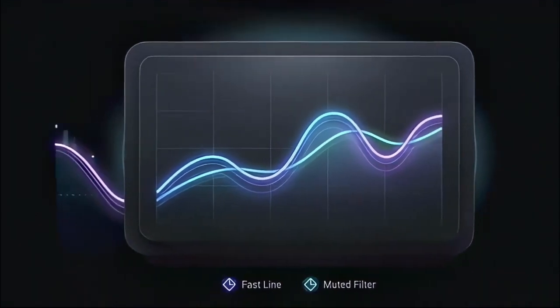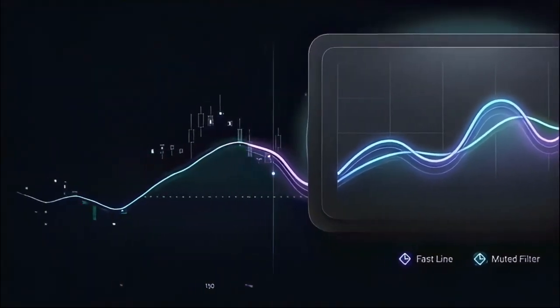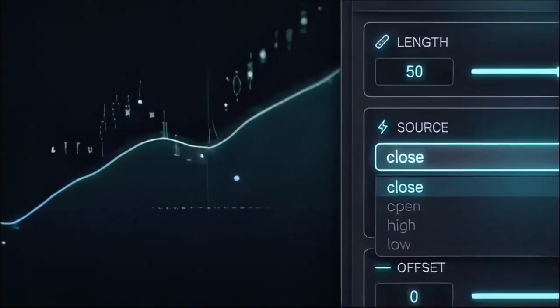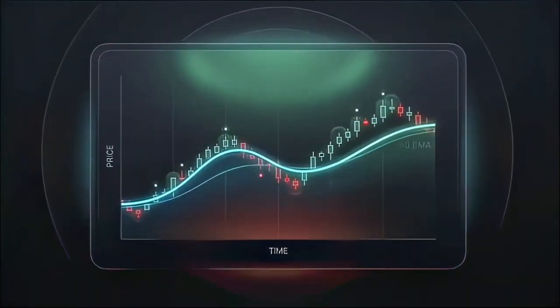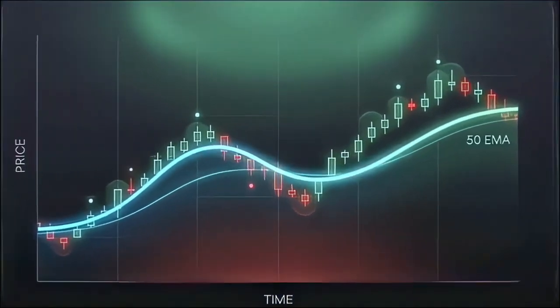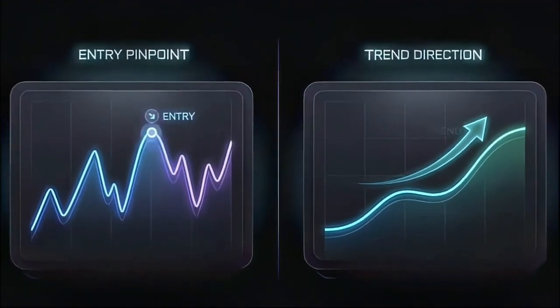You trade it with a slower filter. Add an ordinary exponential moving average with a length of 50, source on the closing price, offset at 0. Only take longs while price is above the 50, only shorts while beneath it. The 8 finds your entry, the 50 tells you which direction you are allowed to look.